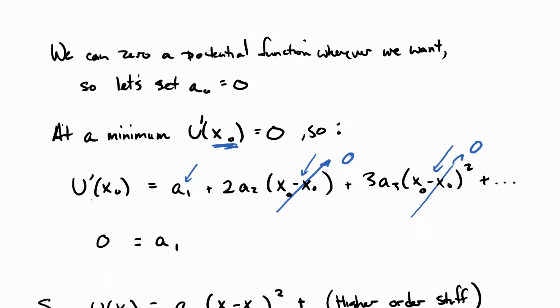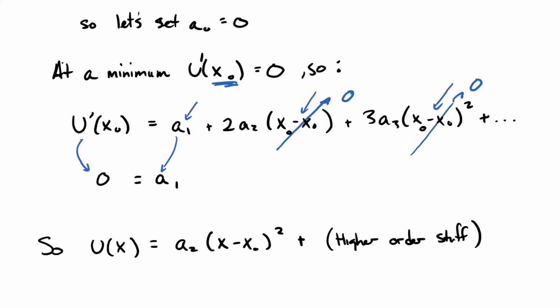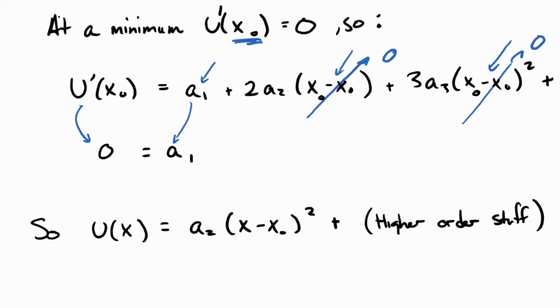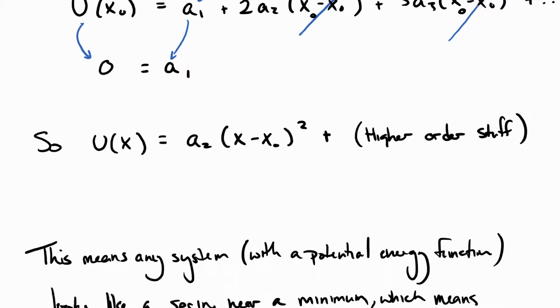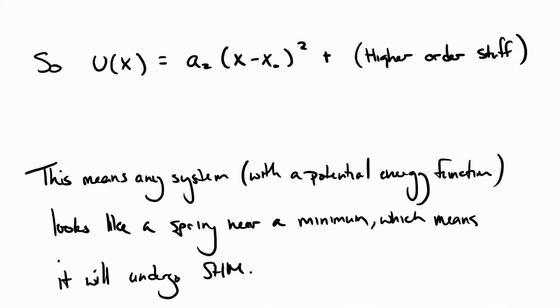Which means I'm left with this one conclusion, that if the derivative is 0 at a minimum, this constant a1 must be 0. So this is my potential energy function near a minimum, for literally any potential function, any potential energy we got. This means that any system with a potential energy function looks like a spring near a minimum, which means it will undergo simple harmonic motion.